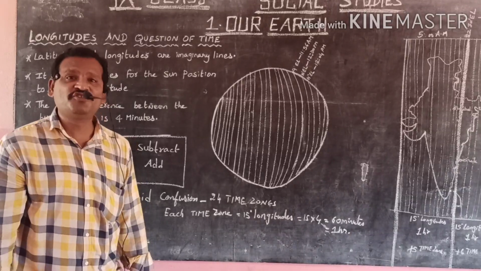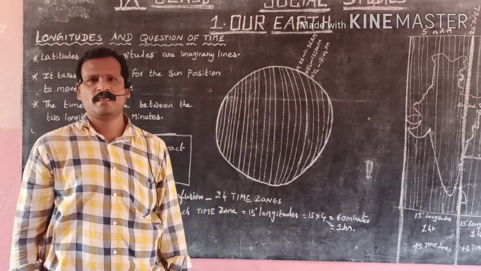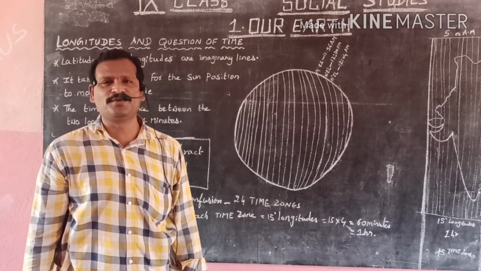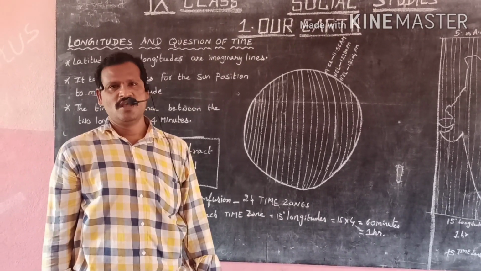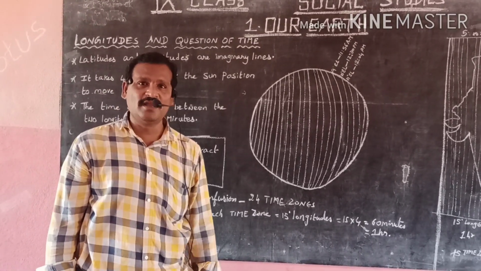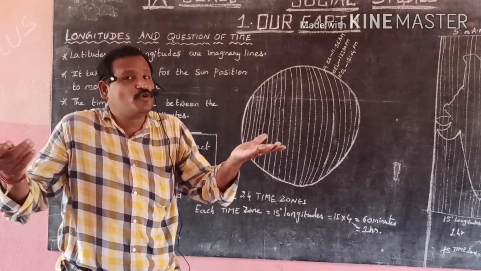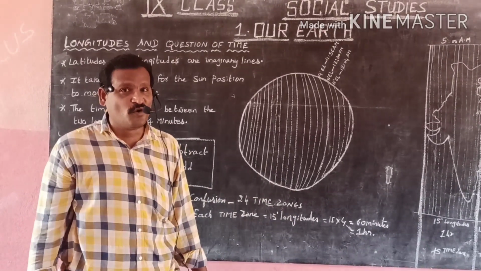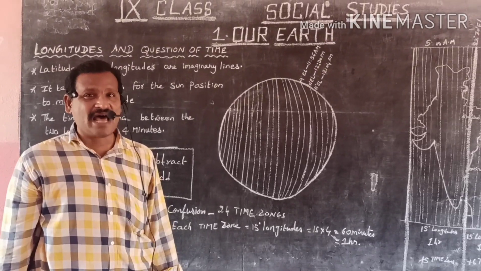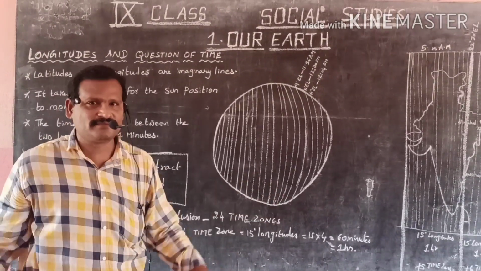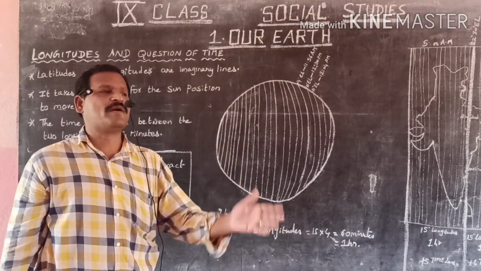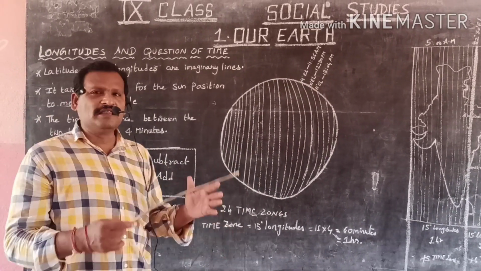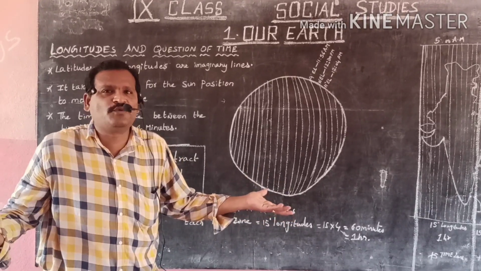The world has 360 longitudes. All the places in the world are located in 360 longitudes. Suppose all the places were located in one longitude, then the time would be the same. Unfortunately, all the places in the world are located in 360 longitudes, so time is different from place to place in the world. If all the places have different timings, what would happen?